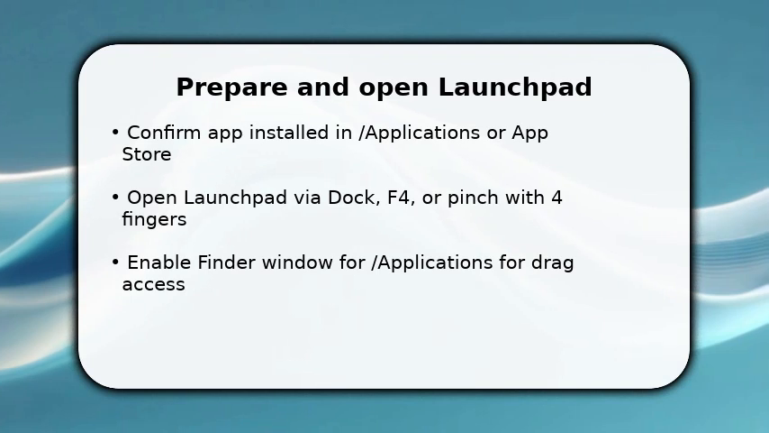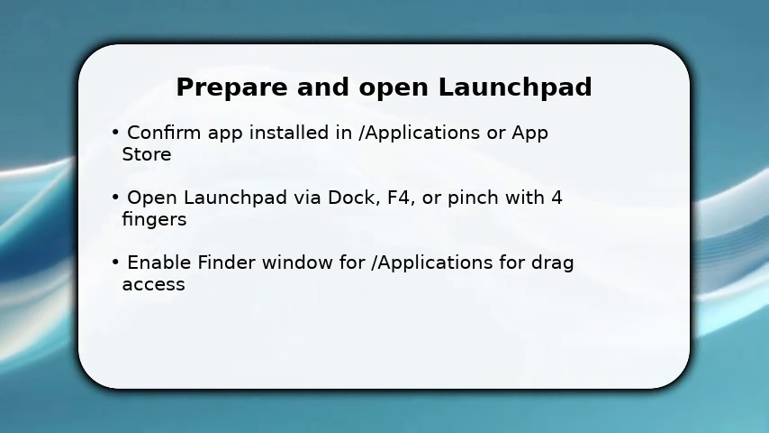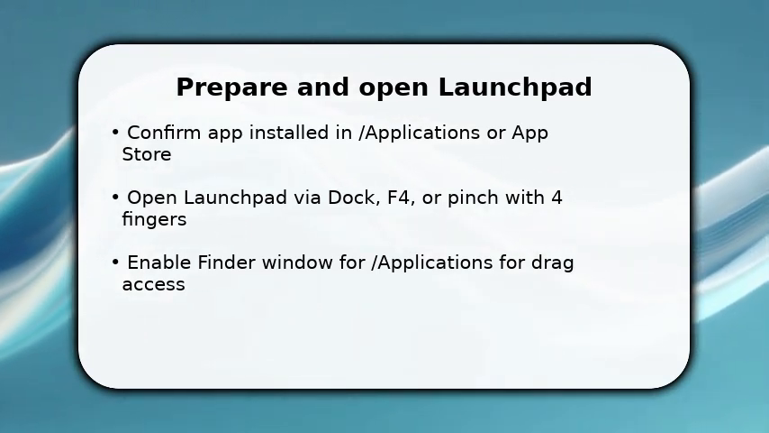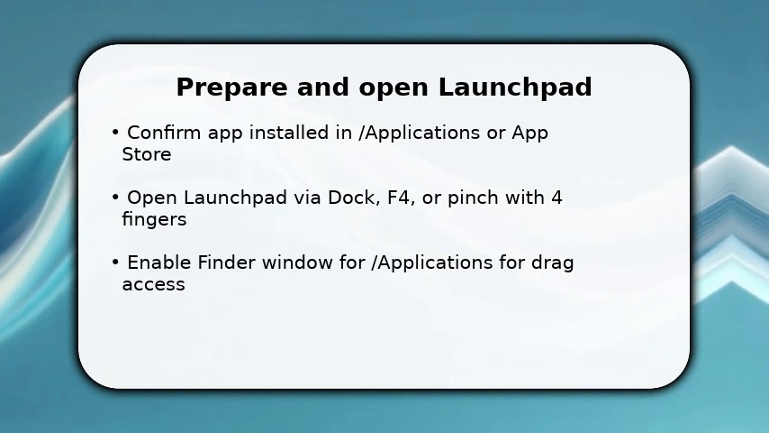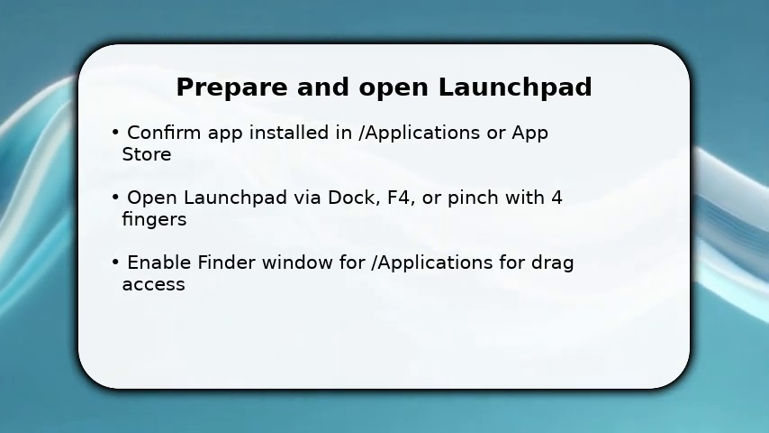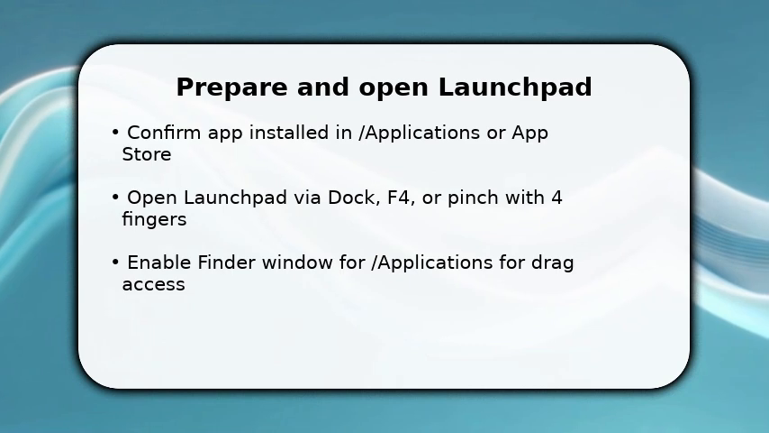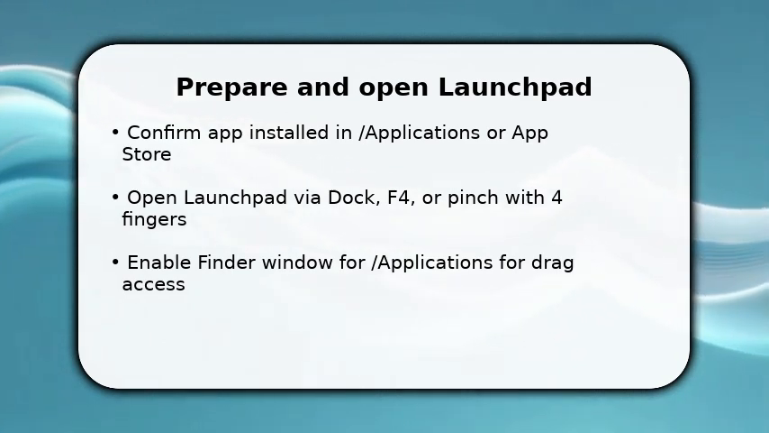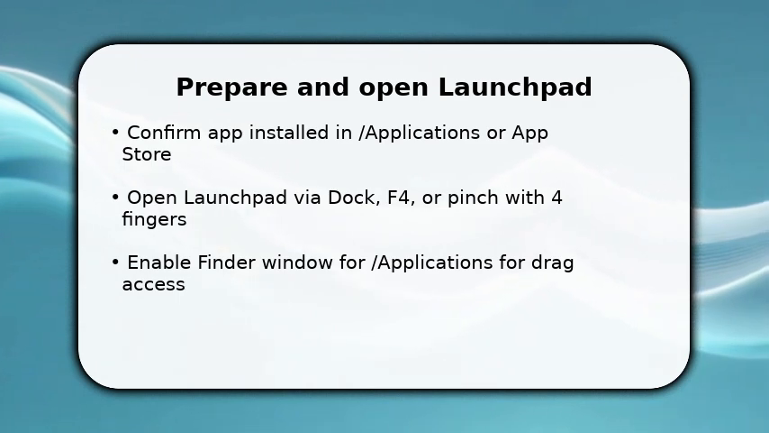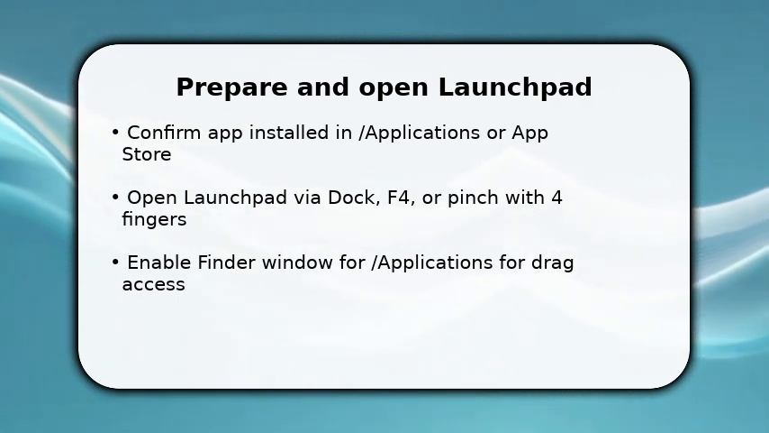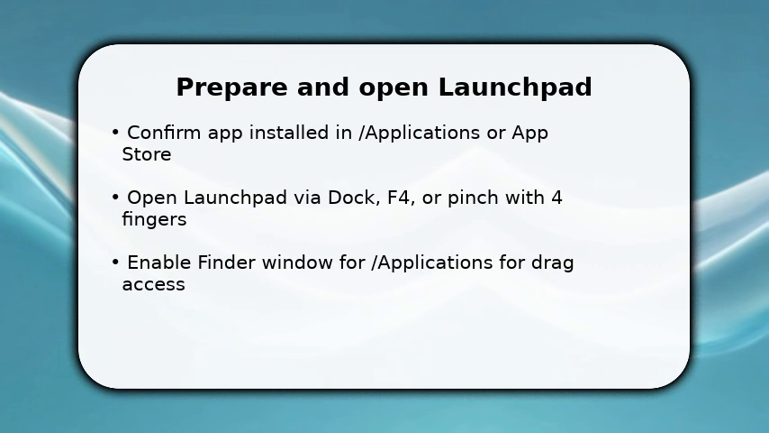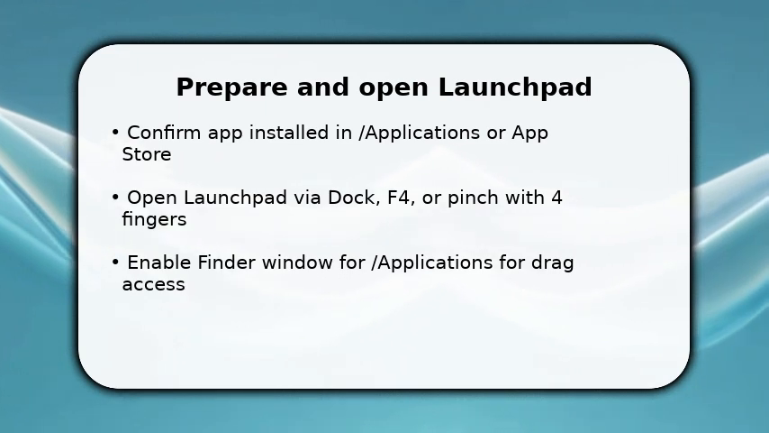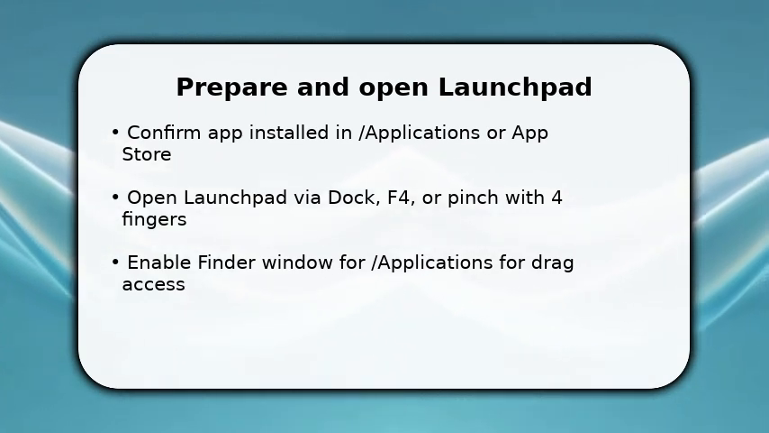You start by getting to Launchpad fast and knowing where the app lives. Open Launchpad from the dock or press F4. You can also pinch with 4 fingers. If the app came from the web, make sure it's in the /applications folder by dragging it there in Finder. Once done, having both Launchpad and a Finder window visible makes moving apps simple, so position windows now and prepare to place the app onto your home screen or dock.